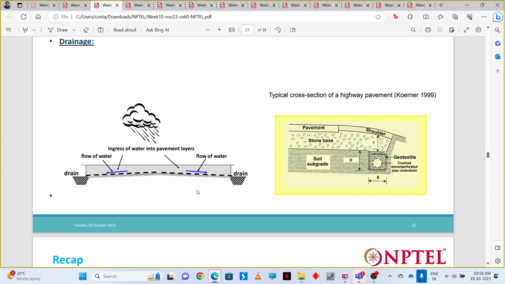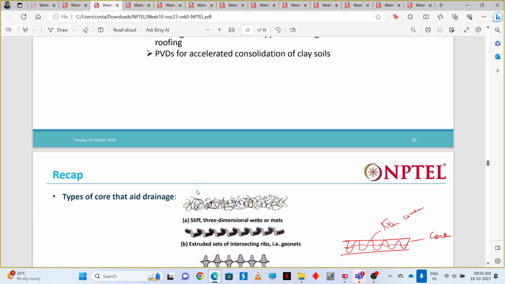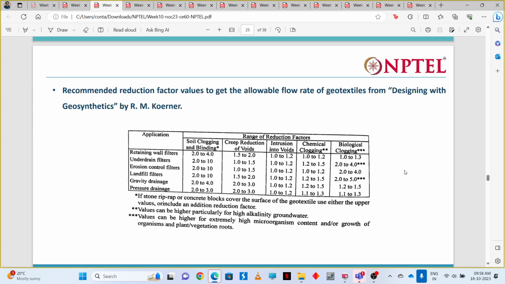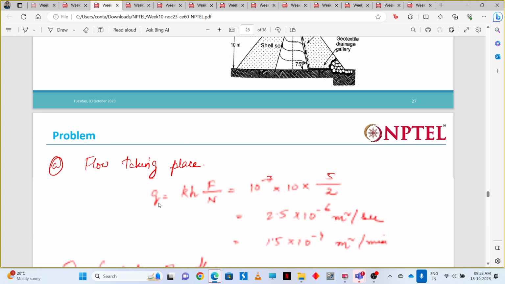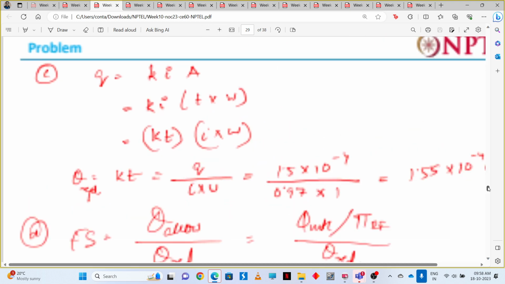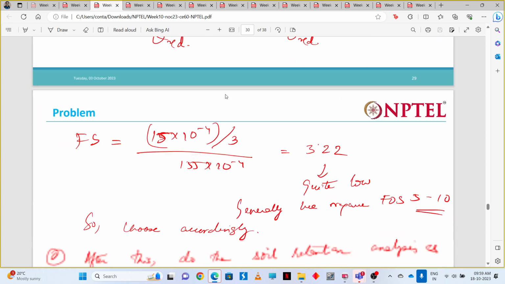Then we have drainage, which is the in-plane flow of water. We provide a geotextile, geonet or geocomposite to allow water to easily drain out from the soil. You can see here this theta is nothing but the transmissivity. This is determined for any geosynthetic using the constant head test. And we solved some basic problems regarding drainage also. We saw how to determine the factor of safety and all these things.